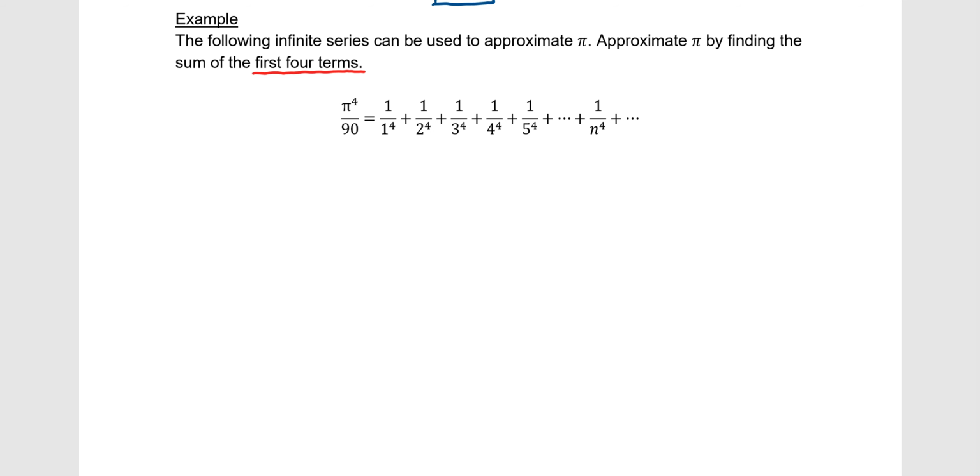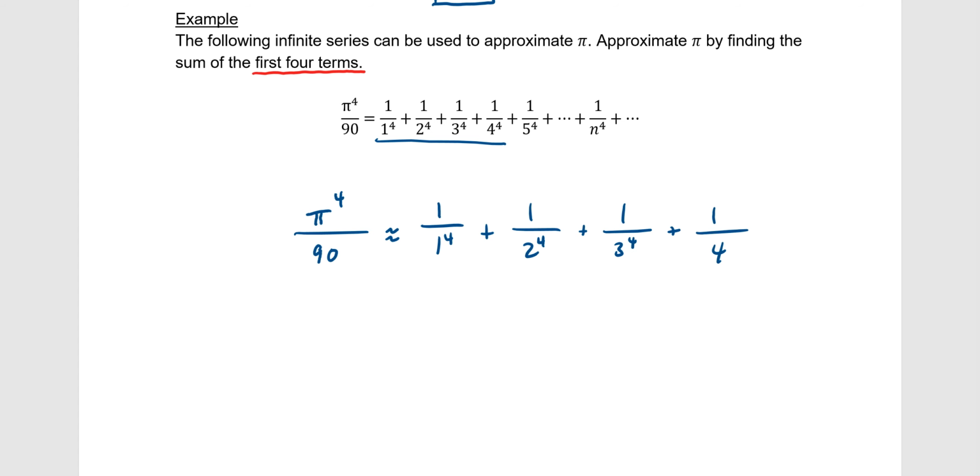So we're going to use the first 4 terms, and let's rewrite that out. So it's going to be pi to the 4th divided by 90 approximately equals, and I'm going to use the little squiggly equal sign because we're approximating, 1 over 1 to the 4th plus 1 over 2 to the 4th plus 1 over 3 to the 4th plus 1 over 4 to the 4th.